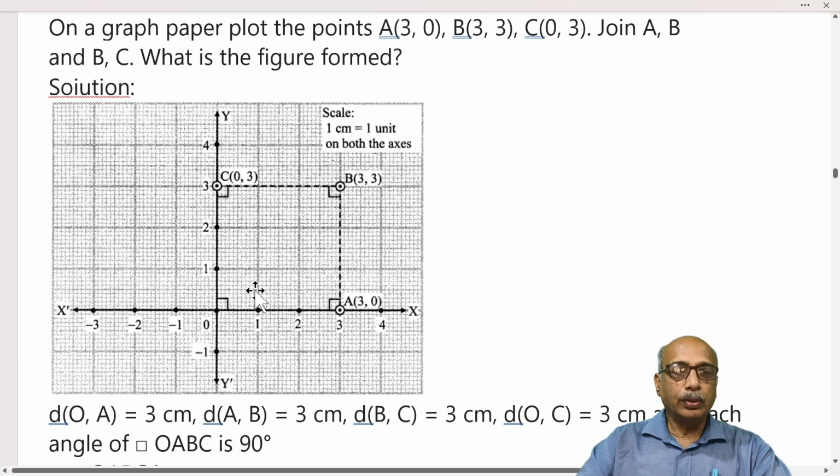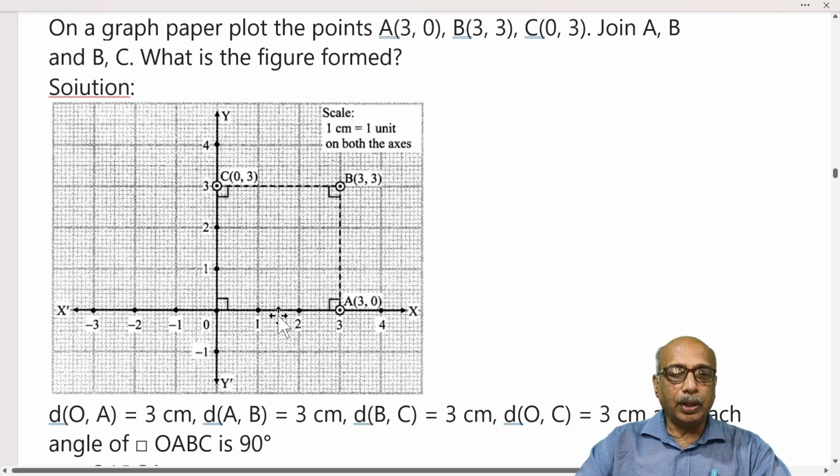A (3, 0) will come on the x-axis. B (3, 3) will come here. C (0, 3): x coordinate 0, y coordinate 3. So C will come here. Now join all these points here.